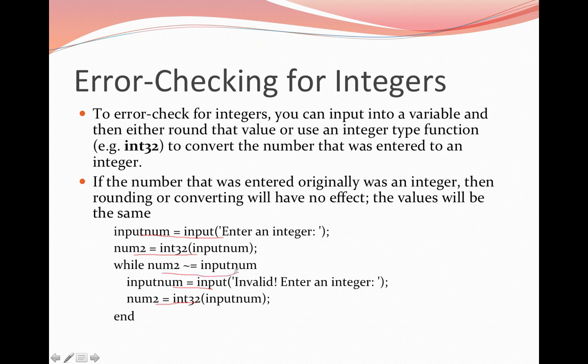So since my condition uses both variables num2 and input num, I need to have new values in both of those variables to check. So when the user does type in an integer and we convert that to the type integer, it's not going to change, so num2 would be equal to input num, and that would get us out of the loop.